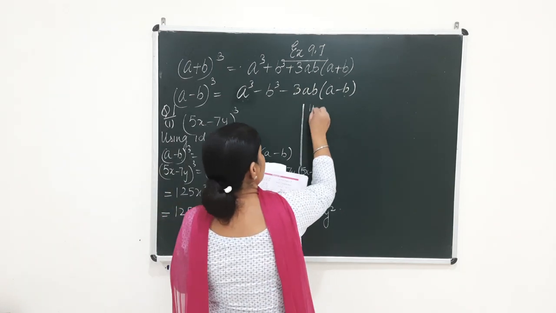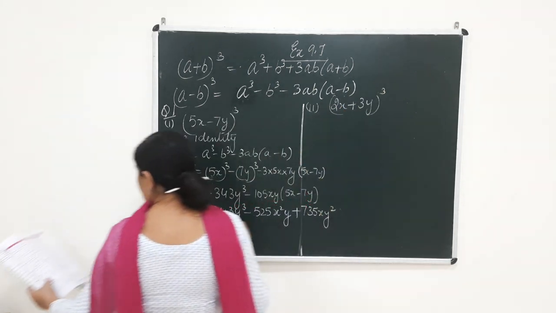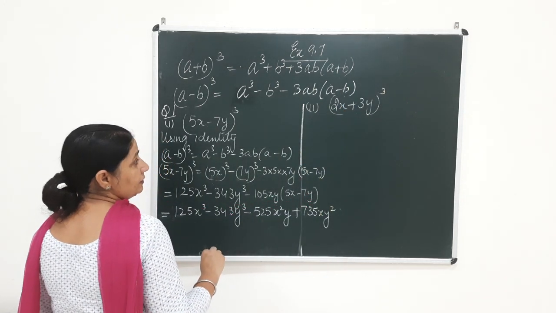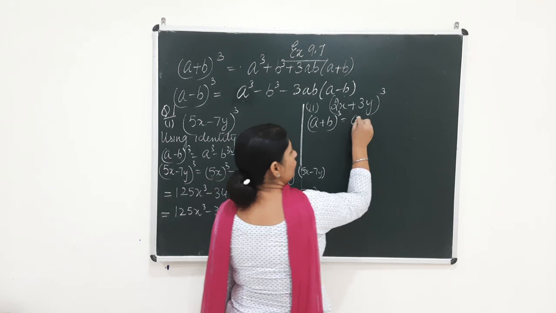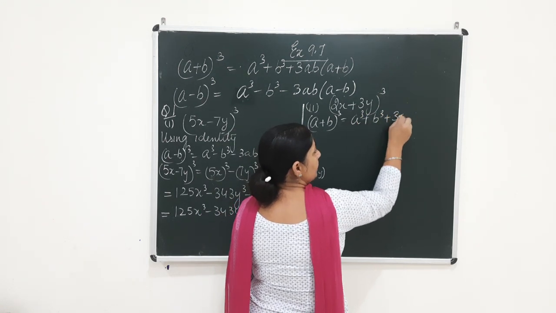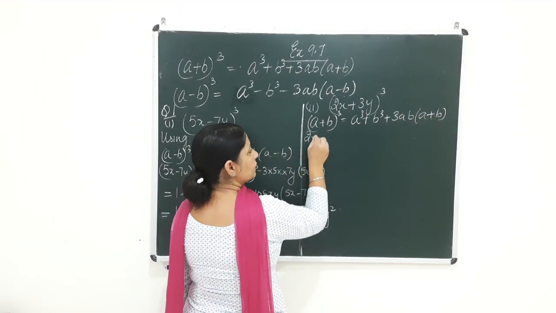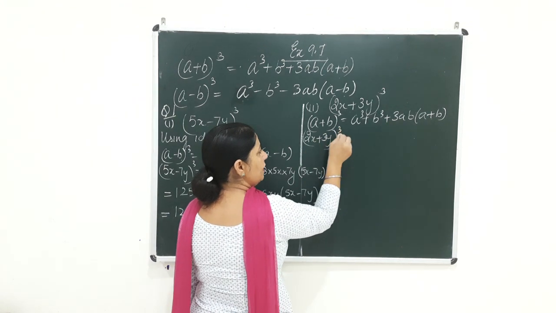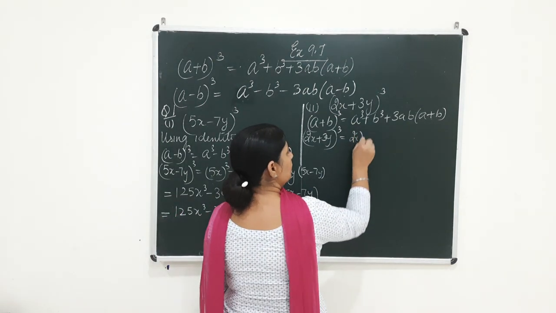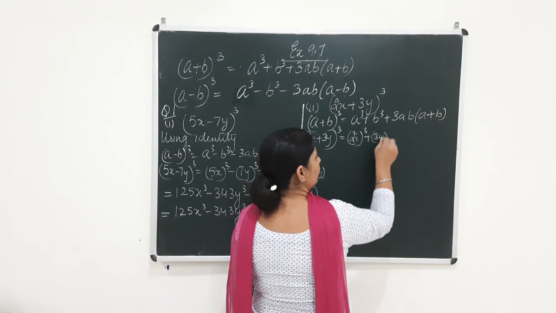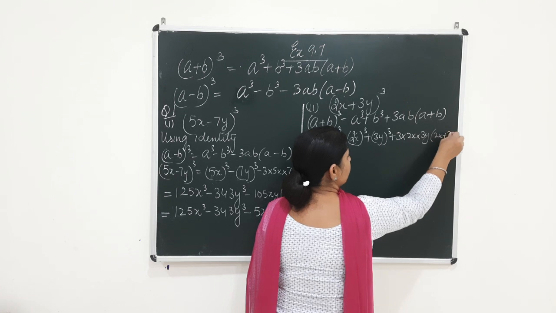The second part of the sum is 2x plus 3y the whole cube. Beta, as you can see, we are getting the plus sign. We have plus sign, so it is a plus b the whole cube. So this is equal to beta a cube plus b cube plus 3ab bracket start a plus b. Yes beta, let us put the values. 2x plus 3y the whole cube. In place of a we will put 2x and in place of b we will put 3y. So this will be 2x the whole cube plus 3y the whole cube plus 3 multiplied by 2x multiplied by 3y bracket start 2x plus 3y.